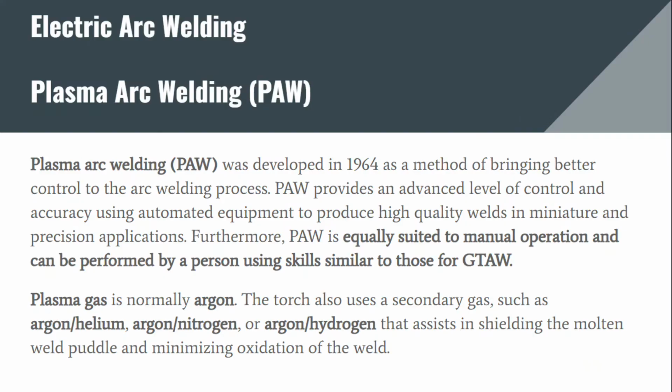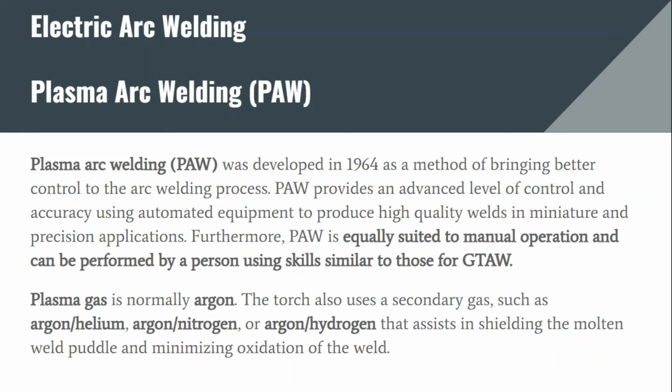Plasma arc welding. Plasma arc welding was developed in 1964 as a method of bringing better control to the arc welding process. Plasma arc welding provides an advanced level of control and accuracy using automated equipment to produce high-quality welds in miniature and precision applications. Furthermore, plasma arc welding is equally suited to manual operation and can be performed by a person using skills similar to those for gas tungsten arc welding.